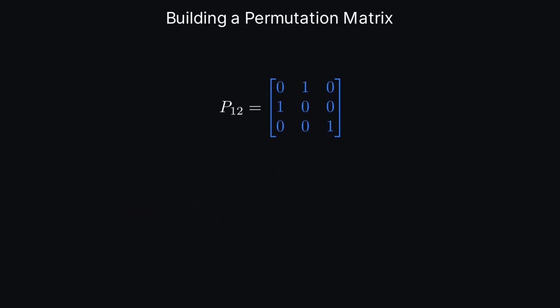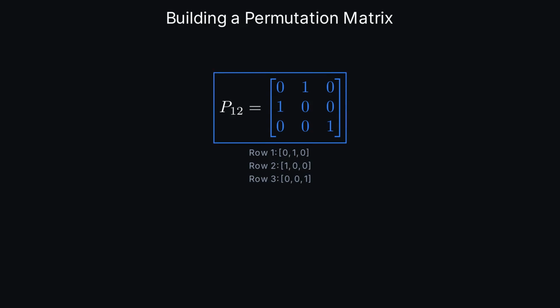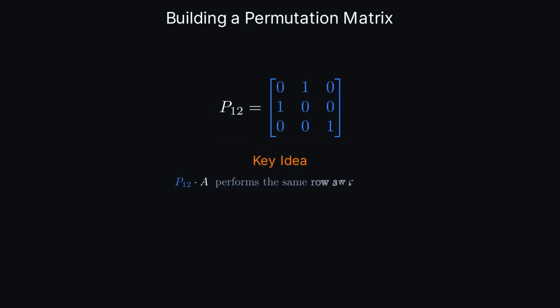After the swap, row 1 becomes 0, 1, 0. Row 2 becomes 1, 0, 0. Row 3 stays 0, 0, 1. This result is P12. Now here's the key idea. Left multiplying any matrix A by P12 performs that same row swap on A.